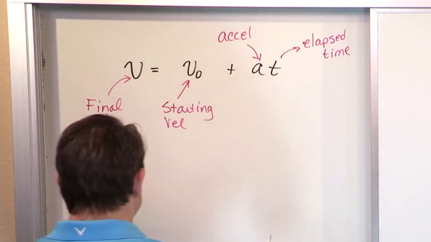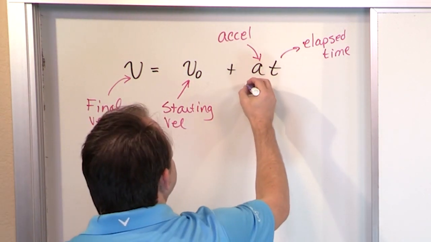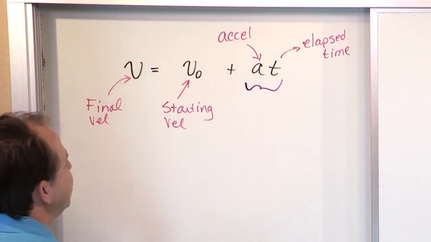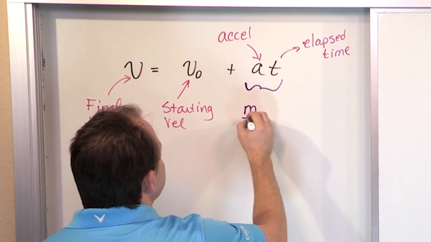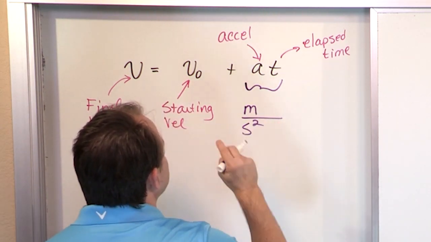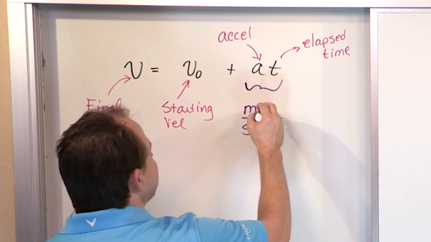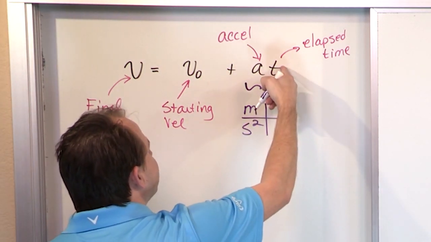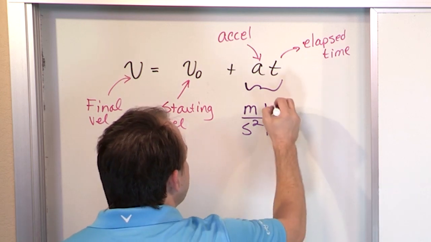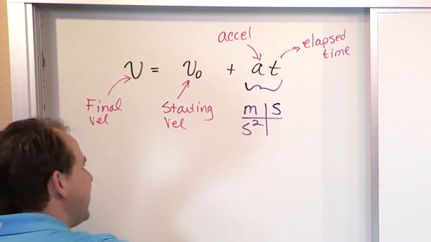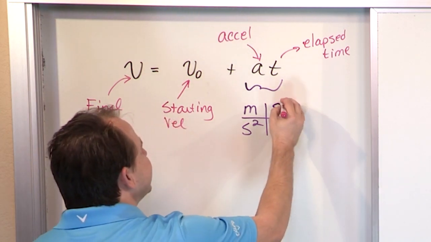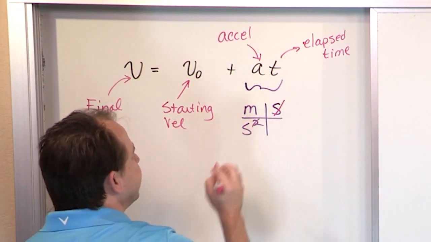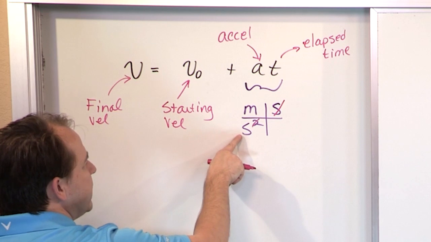So what do we have here? We have a times t. Let's look at it from a unit point of view. What are the units of acceleration? They are meters per second squared. So if we did a unit conversion where we multiplied by t, which is in seconds, we have a second up there. Notice we now have a second on the top and a second squared on the bottom. So this entire second is going to cancel with only one of the seconds down there, leaving one behind.